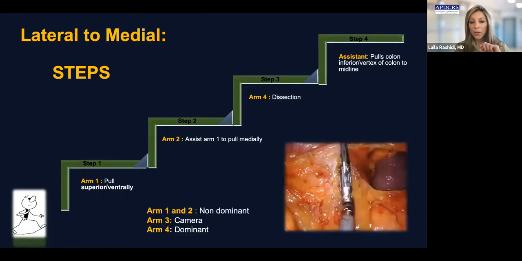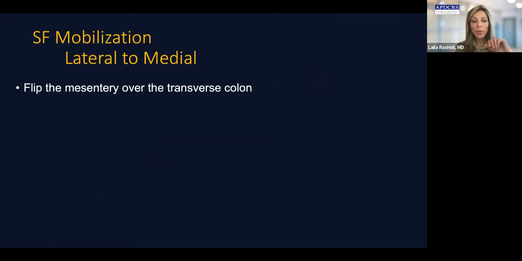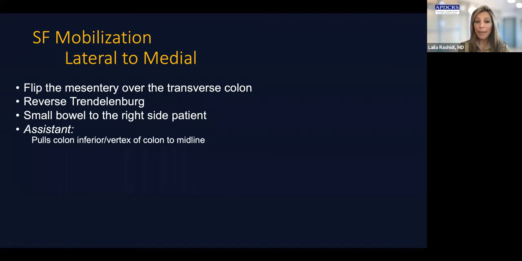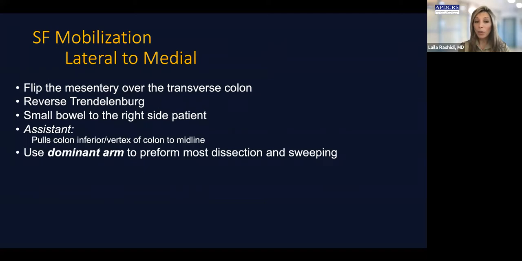So here is kind of showing which arms and what we do. Most important, you get in, you evaluate anatomy, flip that omentum over that transverse colon. Put your patient in a reverse Trendelenburg position when you get there. Get that small bowel out of your way to the right side. And then your assistant is pulling that colon inferior and kind of toward the midline portion.